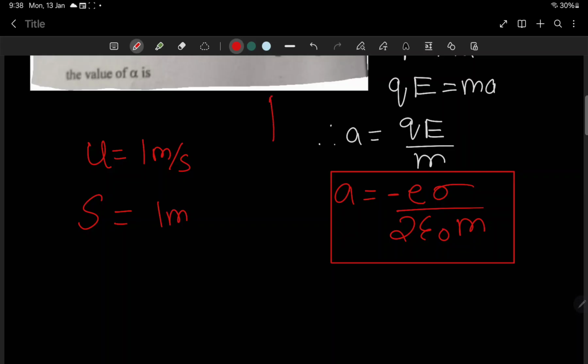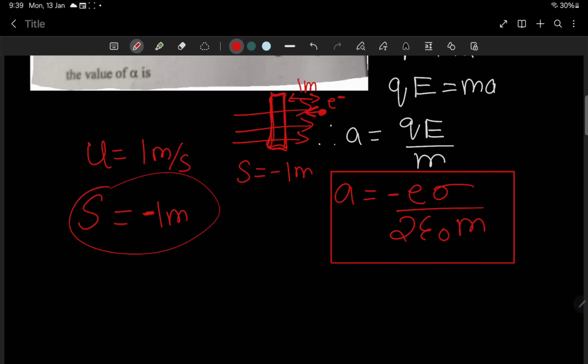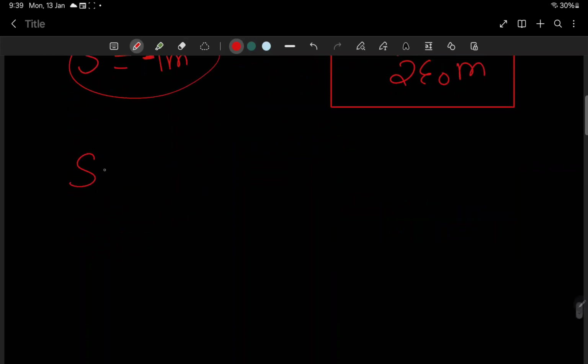That is, here is the plate, and the electric field is like this, and it is here. Now if this is an electron, it moves against the electric field. So displacement is 1 meter, and that displacement is negative 1 meter. So we got all many values. So apply this in S equal to ut plus half at square.